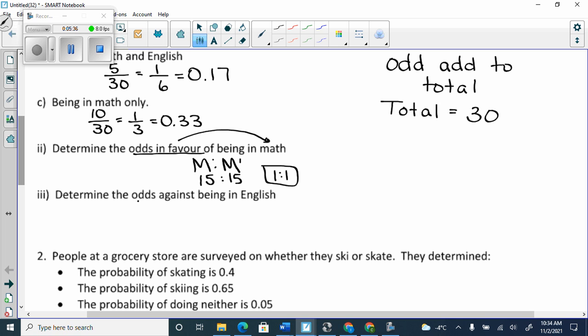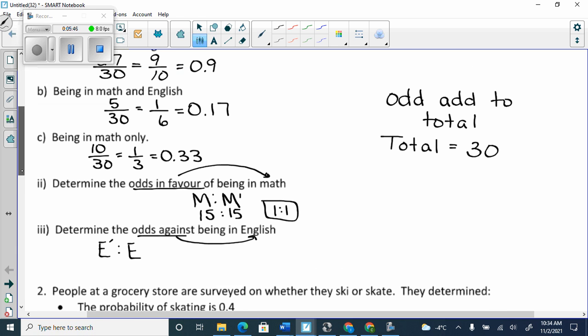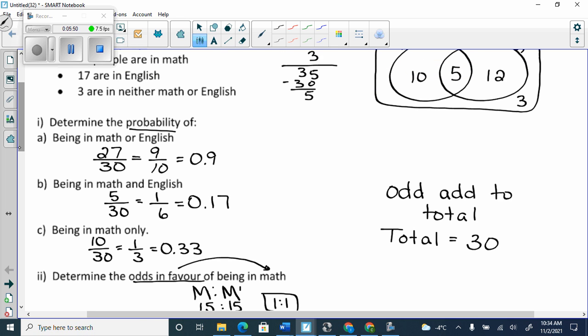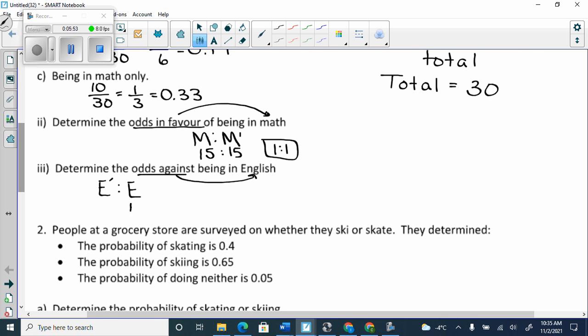Odds against English. Odds against means it comes second. So English is second, and then not English first. How many are in English? 12 and 5, right? So 17. So how many are not in English? 13, because this bad boy better add to 30, the total. Make sense? Got it?